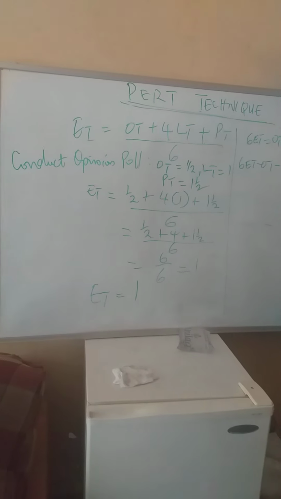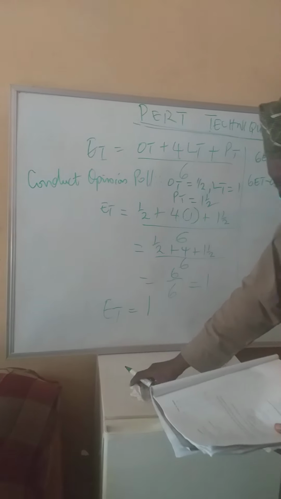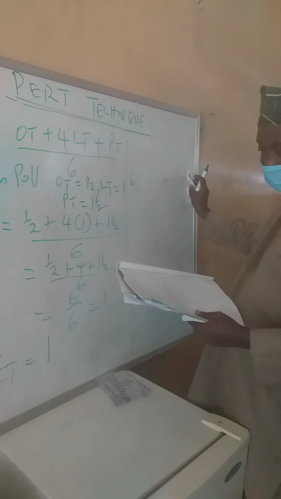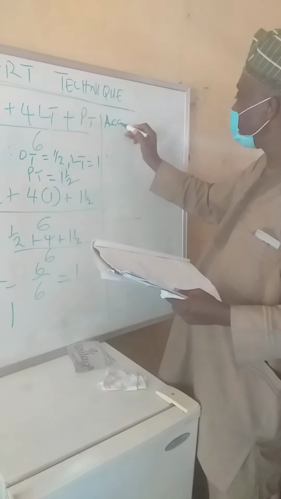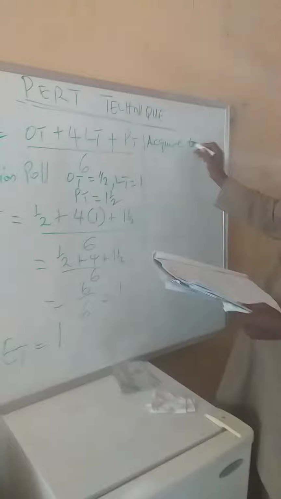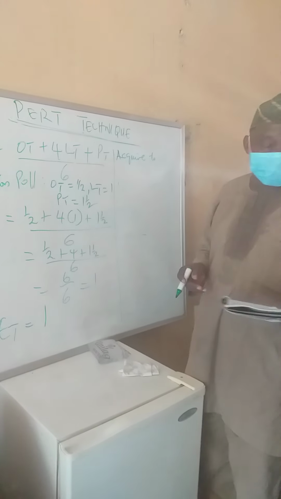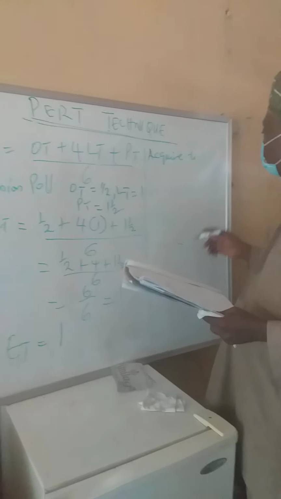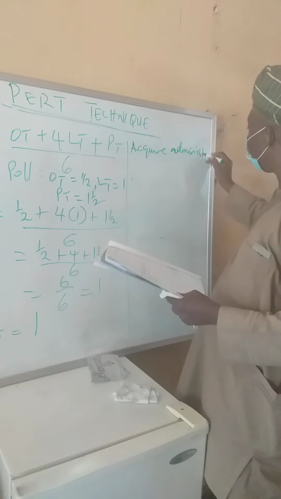So we'll go to the second one now. The second one is acquire administrative approval. If it's a journal to be owned by a department, you may need administrative approval of the Vice Chancellor, and it may take time. Maybe you have to write a letter to acquire administrative approval.